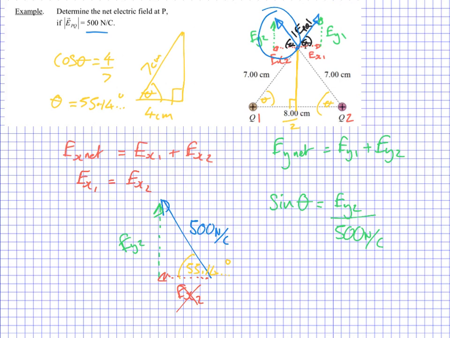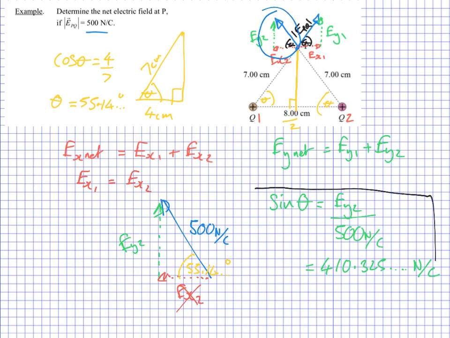So if we plug that into our calculator, what do we get? We get 410.325 something. That's newtons per coulomb. And that's going to be in the upward direction or the northerly direction. Now, I need to double this. So in other words, let's just ring this off a little bit. Give me some space here.